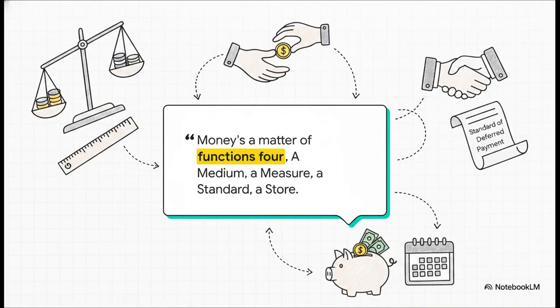But beyond just its physical traits, money has specific jobs to do. There's this classic 1919 couplet by William Stanley Jevons that elegantly summarizes how economists view those jobs. "Money's a matter of functions four: a medium, a measure, a standard, a store." It acts as a medium of exchange, so we don't have to barter, a unit of account to measure value, a standard of deferred payment for settling debts, and a store of value so you can actually save for the future.